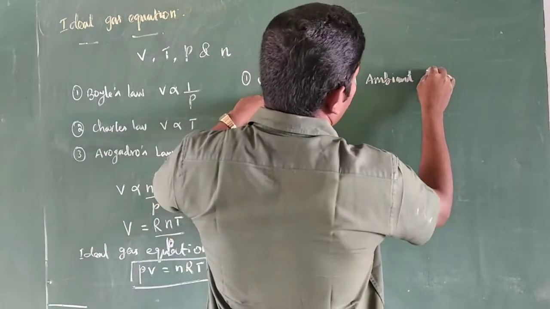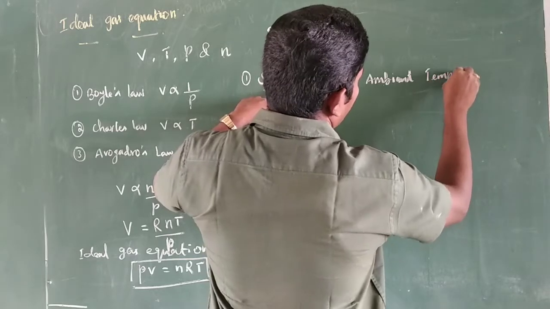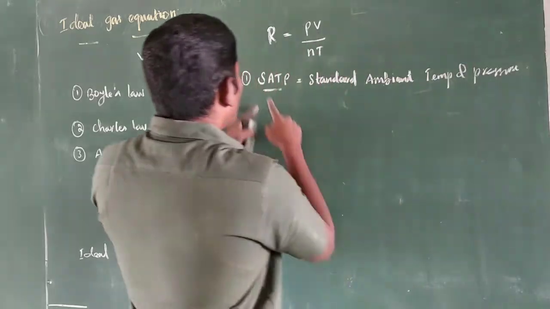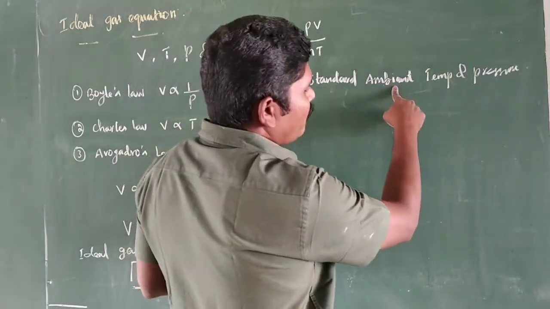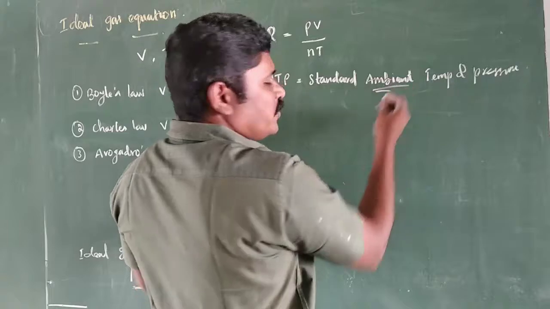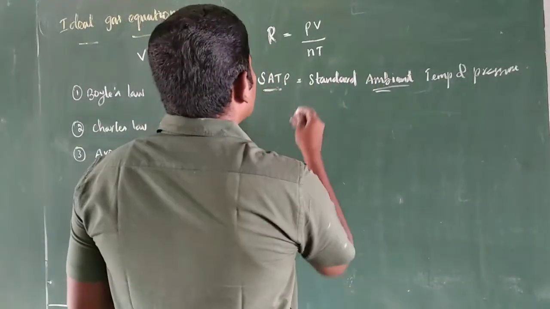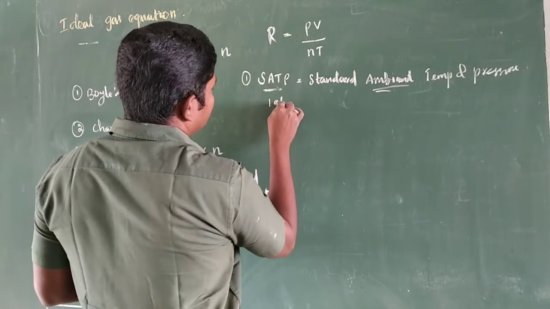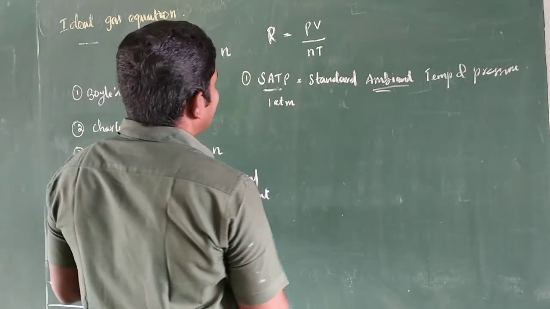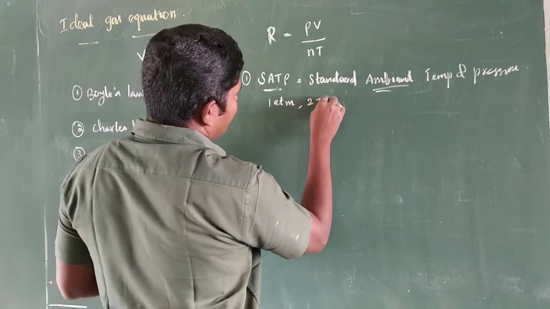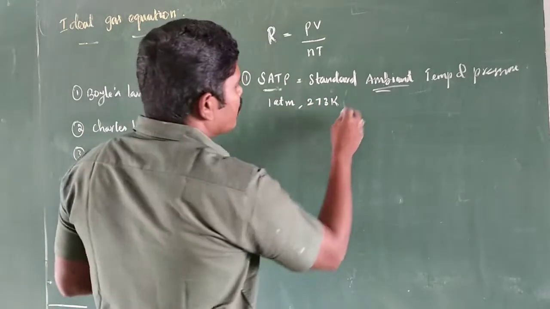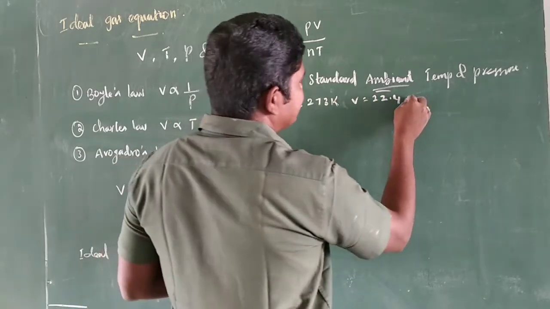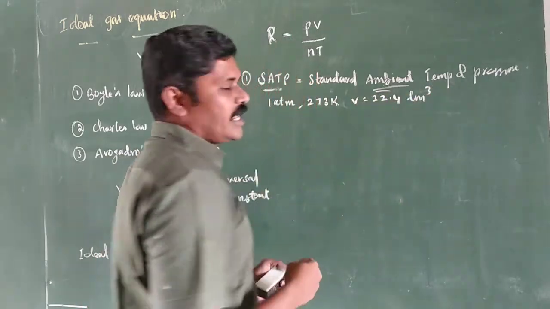SATP means the standard ambient temperature and pressure. Ambient means surrounding. So in SATP condition, the pressure is 1 atm, the temperature is 273 Kelvin, and the volume is equal to 22.4 decimeter cube.